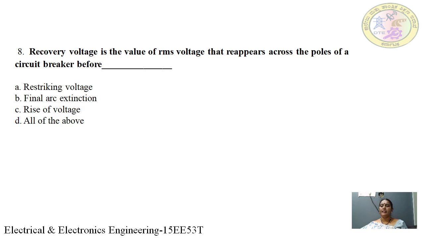Next, recovery voltage. Recovery voltage depends upon the final arc extinction. Here, recovery voltage is the RMS voltage that appears across the poles of a circuit breaker after final arc extinction. That is the correct answer. The remaining options, restriking voltage, rise of voltage, and all the above, are not correct. The correct answer is final arc extinction.